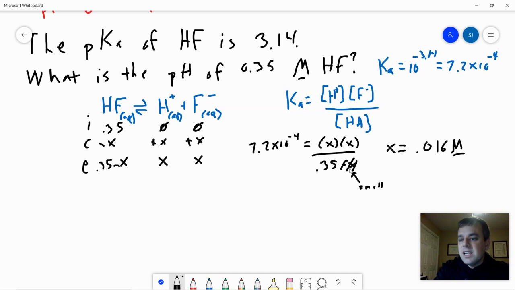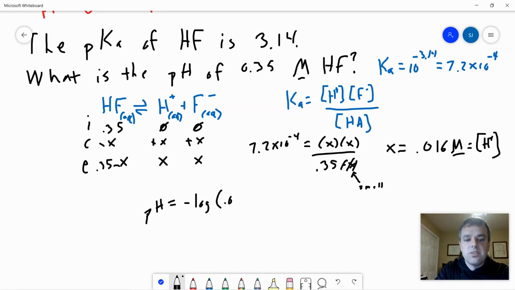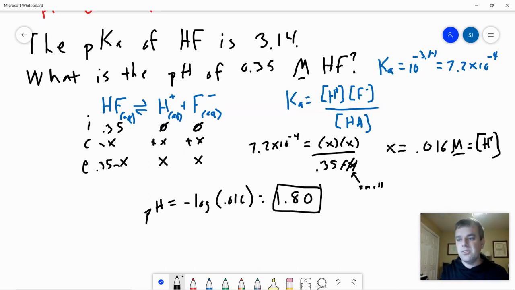Now, this is not the answer. You have to be careful. I've not answered the question. This is our H plus concentration. The pH equals the negative log of 0.016, which is 1.80. So that's how we would solve a weak acid equilibrium problem.